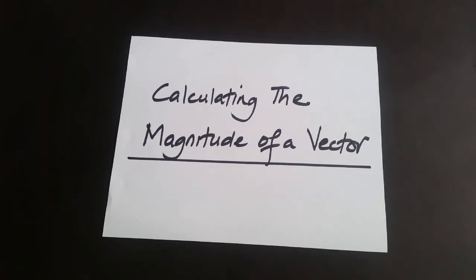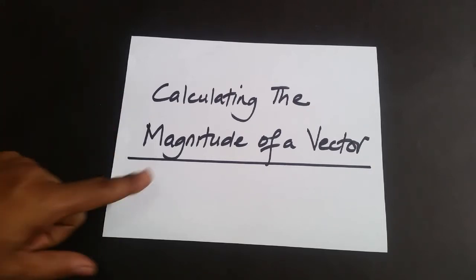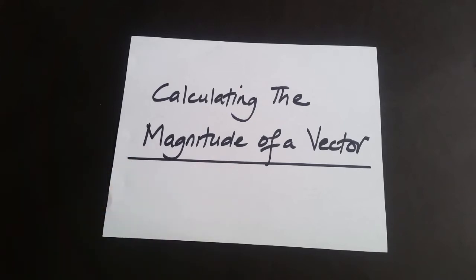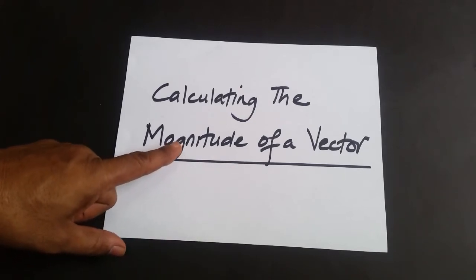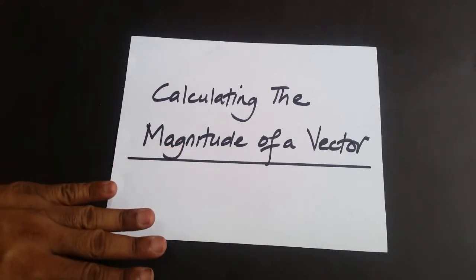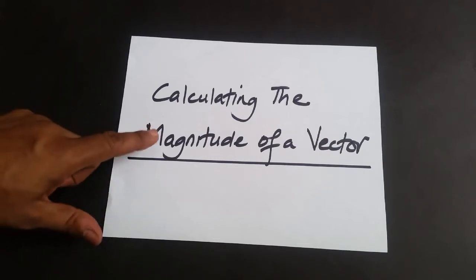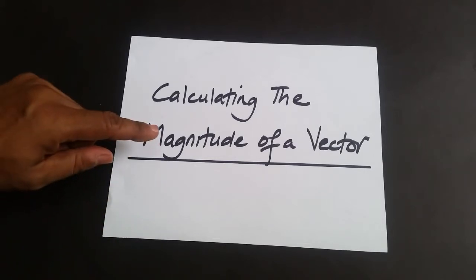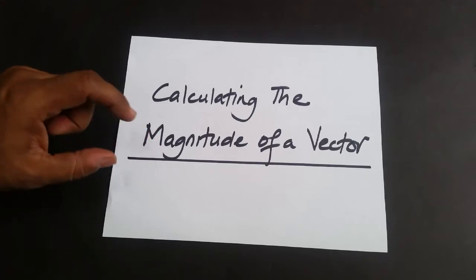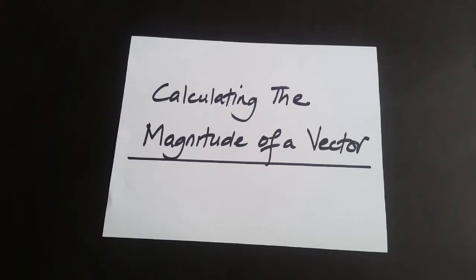Alright guys, welcome back, and we're going to be looking now at calculating the magnitude of a vector. Now remember, magnitude means the length of the vector. We know that there are two other words used for magnitude, length or size. But for practicality, magnitude means the length of the vector.